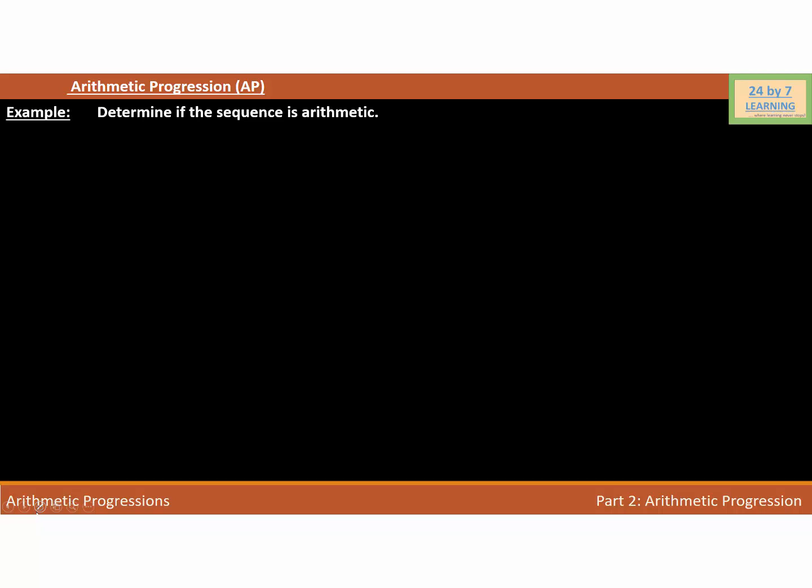Example: determine if the sequence is arithmetic. As you can see, I have two sequences given. My first sequence is over here and my second sequence is over here. I'm going to consider my first sequence first, and I'm going to do a partitioning over here so that I can differentiate these two sequences.